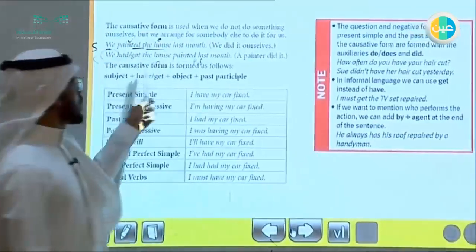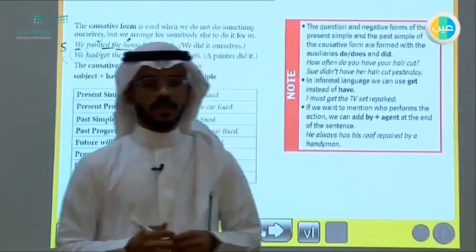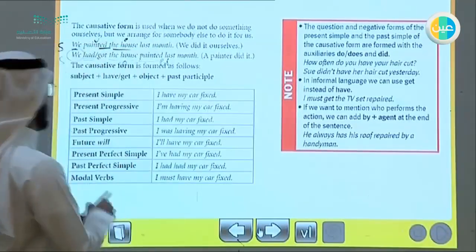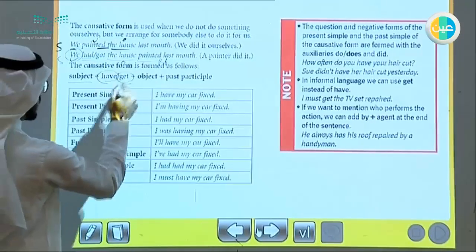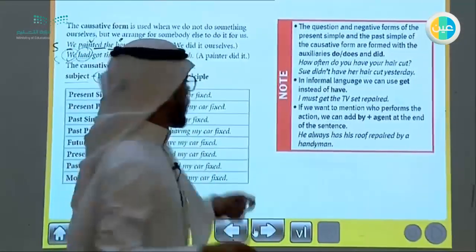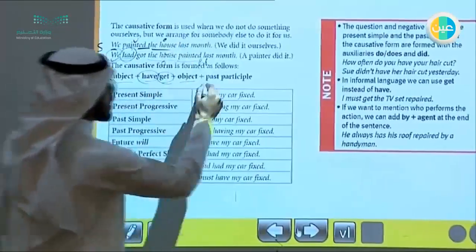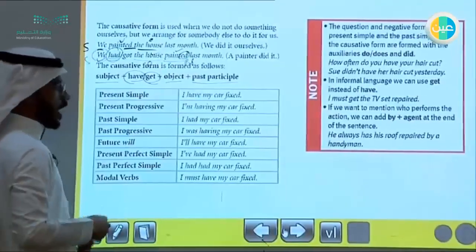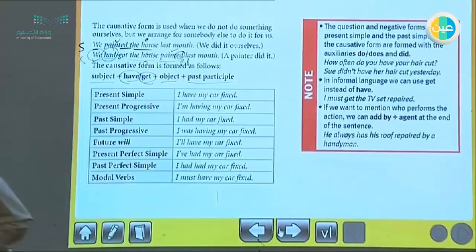Okay, let's continue. The causative form is formed. يتم تكوين, the structure of the sentence, تركيب الجملة, is formed as follows. يكون عندنا the first one, subject, have or get. Here we use had. Why? I will tell you later. Have or get, then the object, and the past participle of the verb. Paint, painted. Okay. Now let's take more examples.